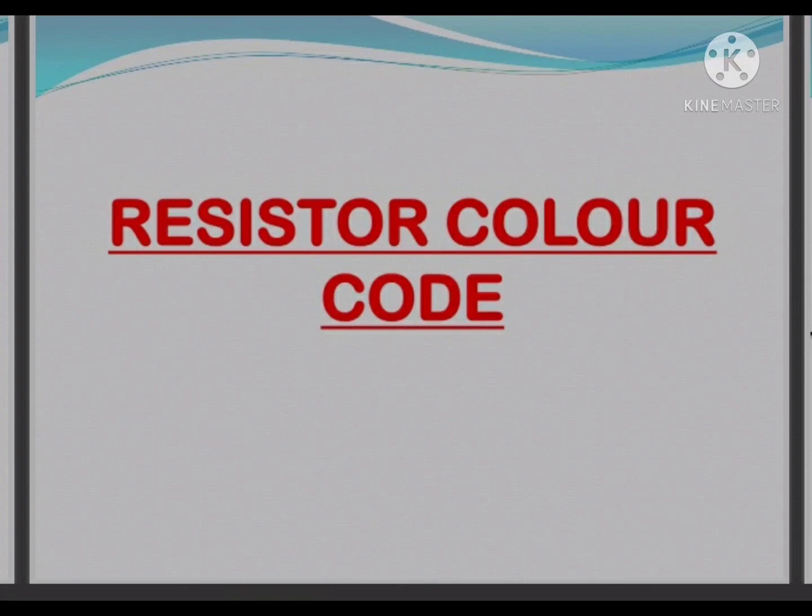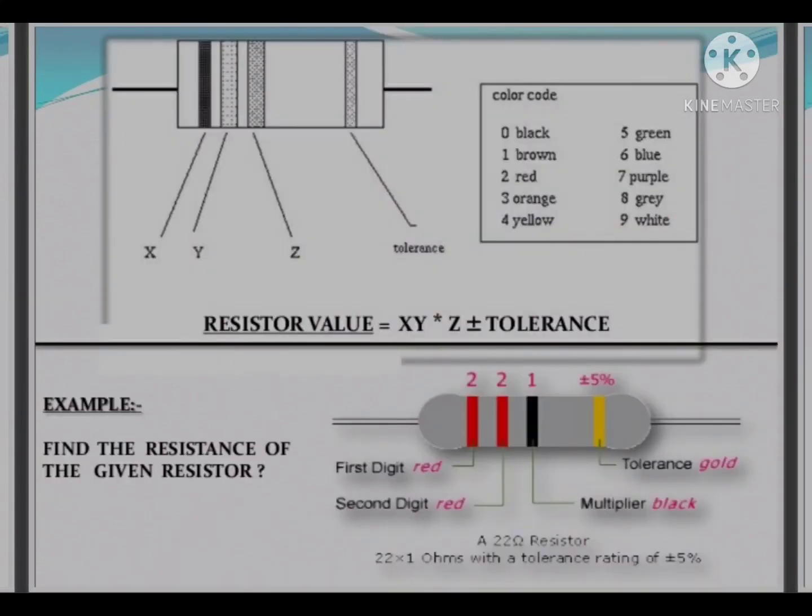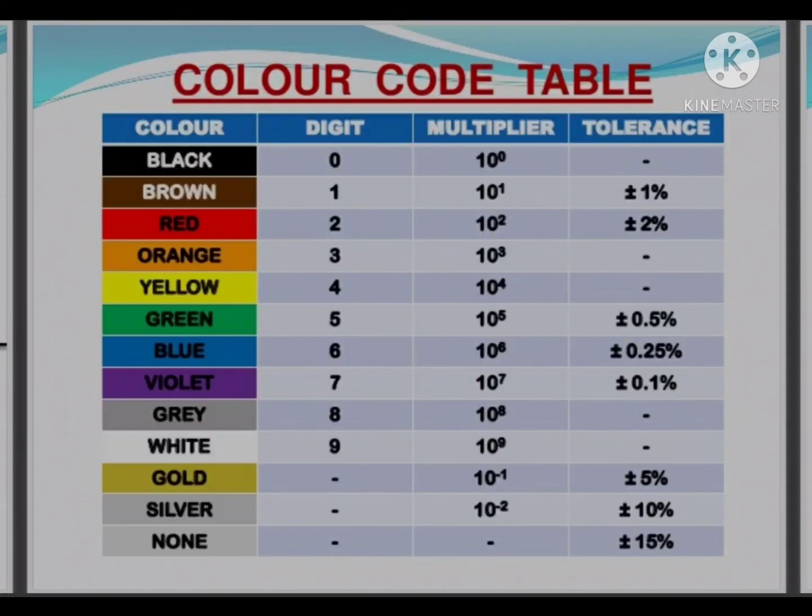Third point is resistor color code. So friends, this is the resistor color code. By using color coding, we can find the value of any resistor. This is the color code table of resistors.